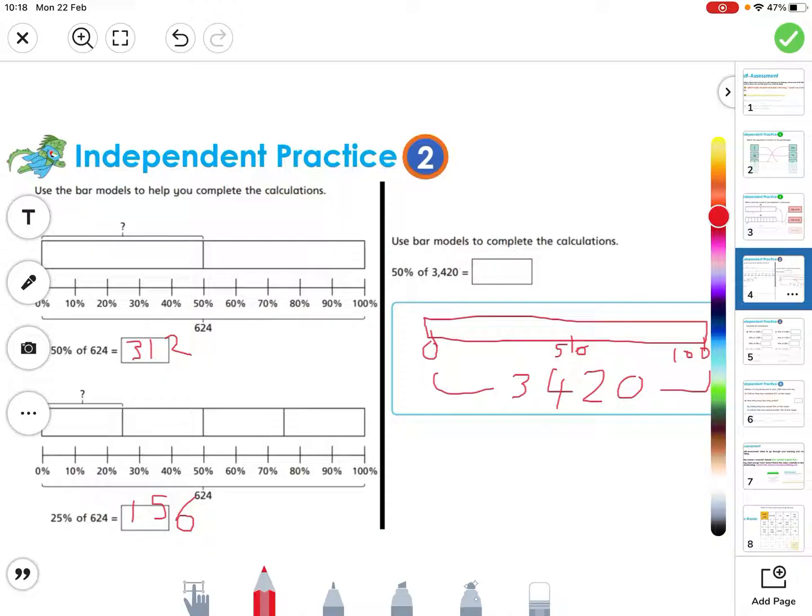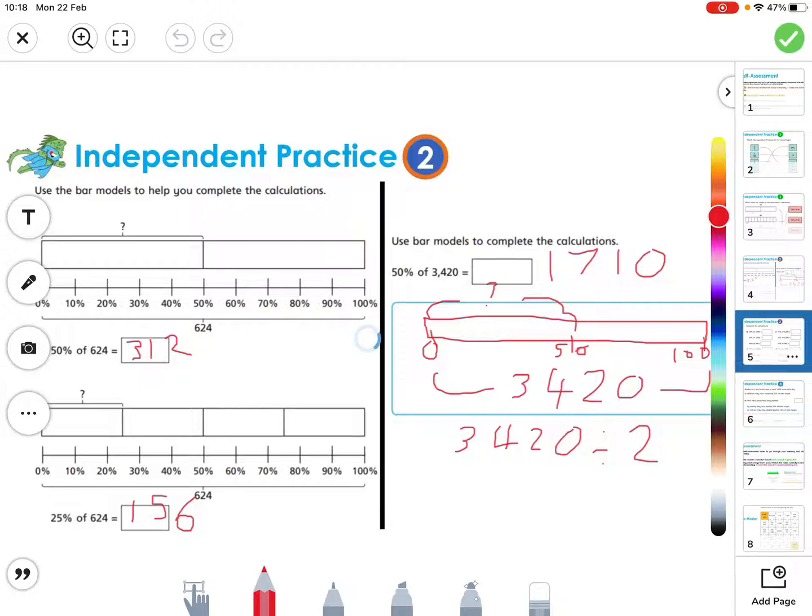Okay, and I need to work out what half is. So if I do 3,420 divided by 2, I know that would be 1,710.